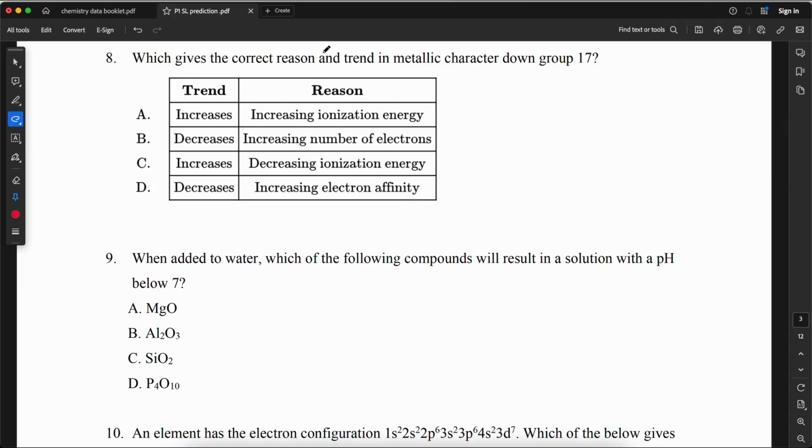Which gives the correct reason and trend in metallic character down group 17? When you go down a group, it's easier to remove the electron. As the number of electrons increases, the number of shells will increase as well. So the atomic radius increases. It will be easier to lose the electron. It promotes metallic behavior, so it increases. And because it's easier to remove the electron as the atomic radius increases, it will lower the ionization energy, so the ionization energy decreases. The answer is C.